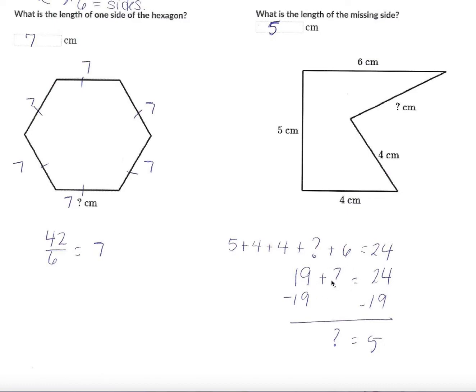Then we're going to solve for the question mark by subtracting 19, and we find that the missing side is 5 centimeters. Okay, so those were 2 very basic questions dealing with perimeter.